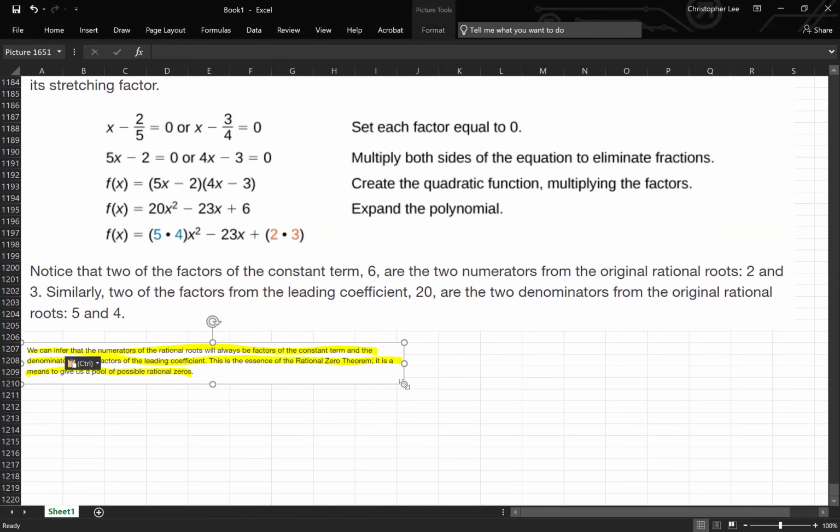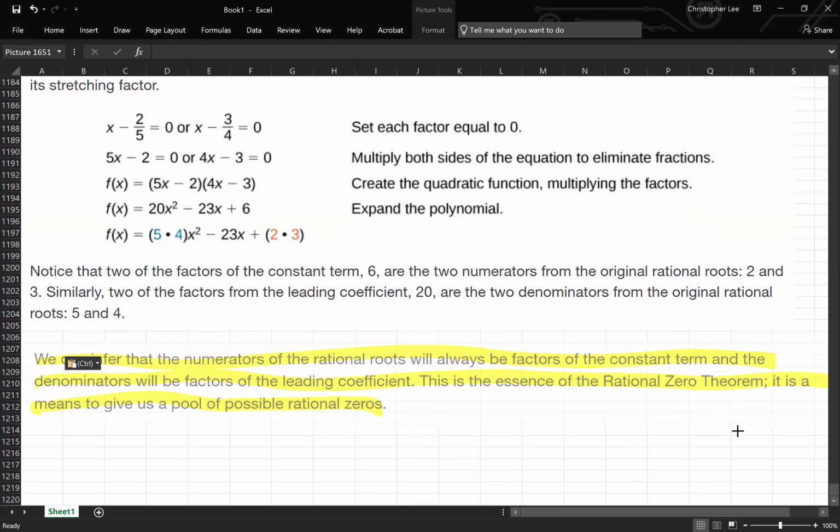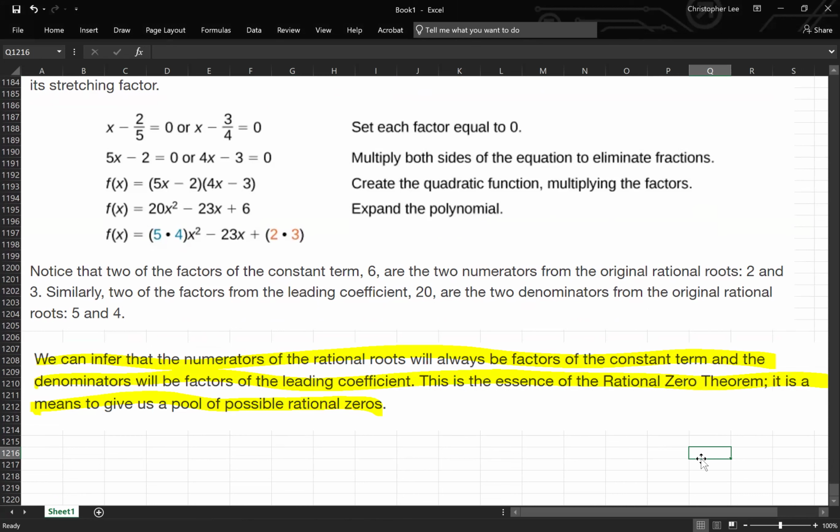Basically, that's all this is. So we can infer that the numerators of the rational roots will always be factors of the constant term, and the denominators will be factors of the leading coefficient, right? This is in essence the rational zero theorem. It is a means to give us a pool of possible rational zeros, right? So that's our goal.